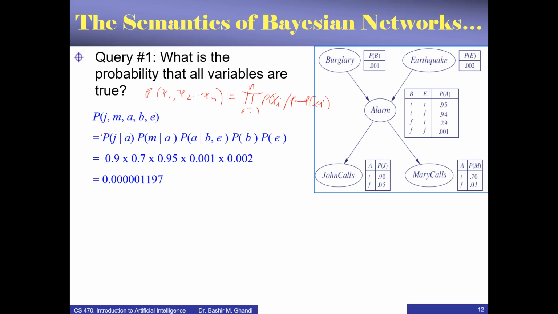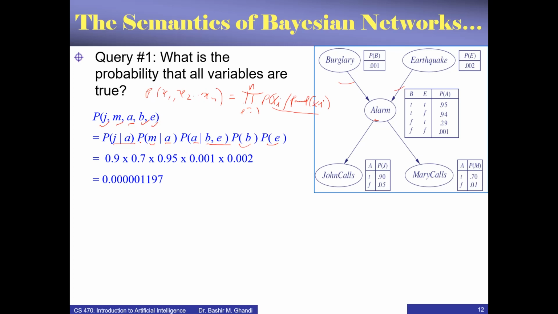So this is equal to the probability of John calls. Now what is the parent of John? It is alarm, and therefore the probability of John calls given alarm, xi given its parent, times the probability of Mary calls. Again, the parent of Mary is alarm, and therefore given alarm, times the probability of alarm. Now alarm has two parents, burglary and earthquake. Therefore, we will say probability of alarm given burglary and earthquake, times the probability of burglary. Burglary is an unconditional probability, so just probability of B. And similarly for the earthquake, probability of E. So multiply all of this and you will get the probability of all these variables being true.